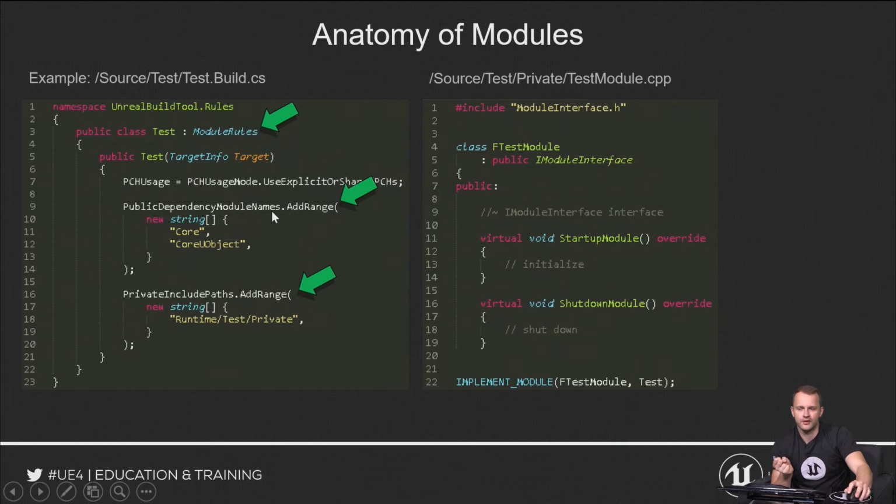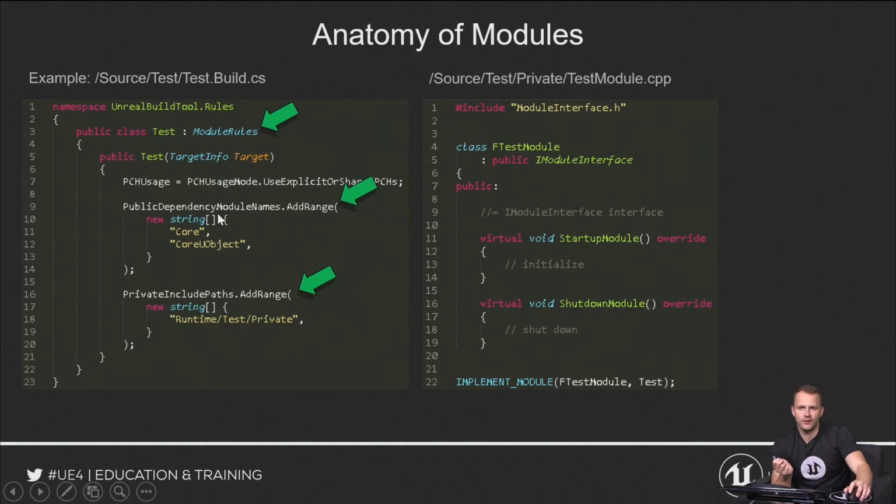PublicDependencyModuleNames is a collection of module names that our module wishes to import. So for example, this module depends on functionality that is declared in Core and in CoreUObject. So we have to tell the compiler that if the compiler needs to compile our module, it also has to include the Core and the CoreUObject modules.